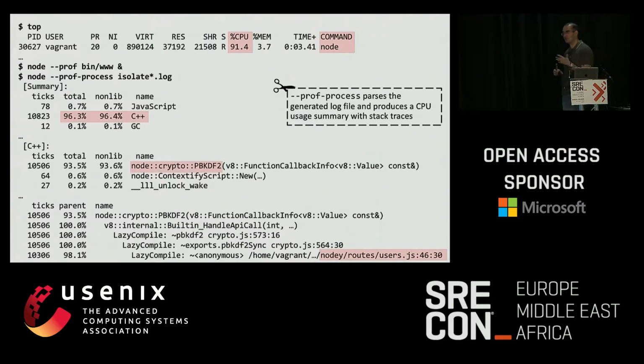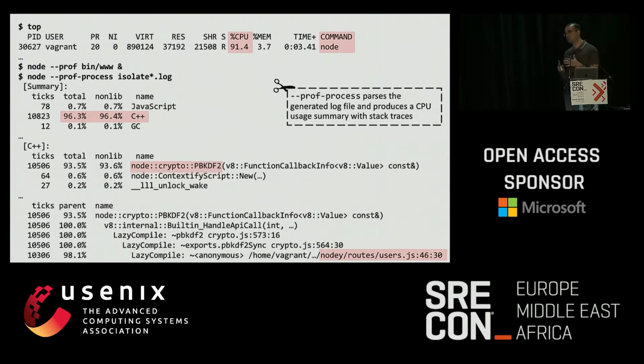And then there's also a built-in switch to the Node binary, which analyzes that log file and produces a report. And that report looks kind of like this. It gives you a summary of what kind of things in general are taking time in your Node application. So is it JavaScript code you've written? Is it C++ inside the runtime or C++ modules? Or is it the garbage collector even? And we'll come back to GC issues a little later.